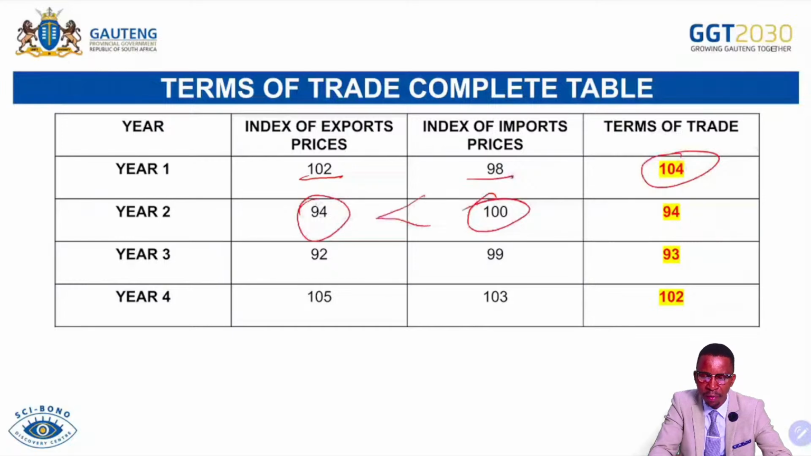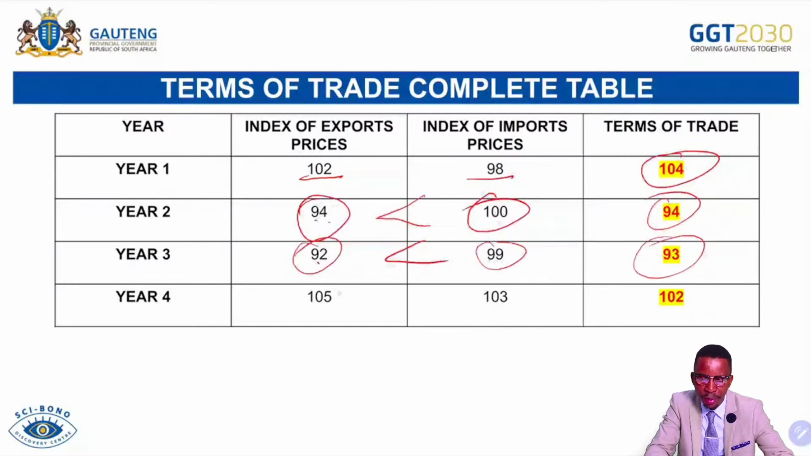So in this case, we have this situation. So that means terms of trade declined because import prices were higher than export prices. It gave us 94. And then year number 3, export prices decreased even further. They went from 94 to 92, while import prices slightly decreased but to 99. So in that case, we have terms of trade also being affected because our import prices are bigger than export prices. It gives us 93.